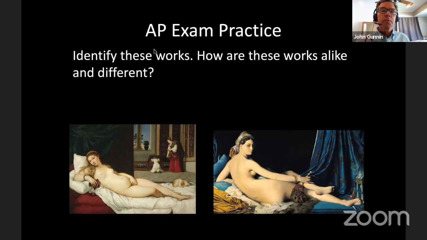So as part of your homework, I'd like you to simply identify these works and then talk about what they have in common and how they're different, remembering that there's about 300 years between these two works, okay? And Alison Napier will touch base on this question when she sees you tomorrow.